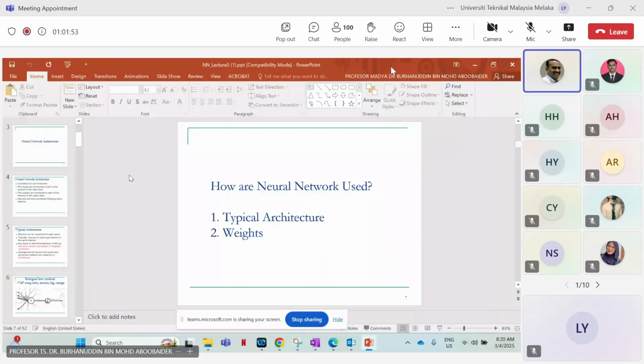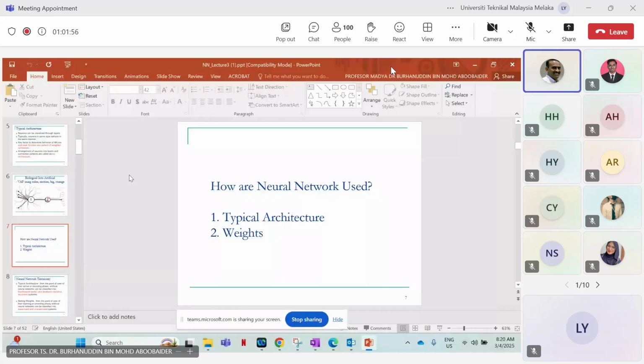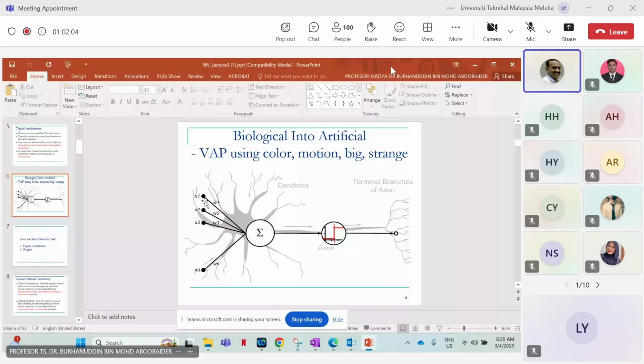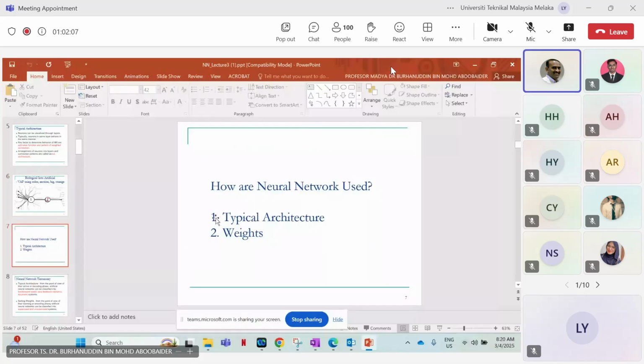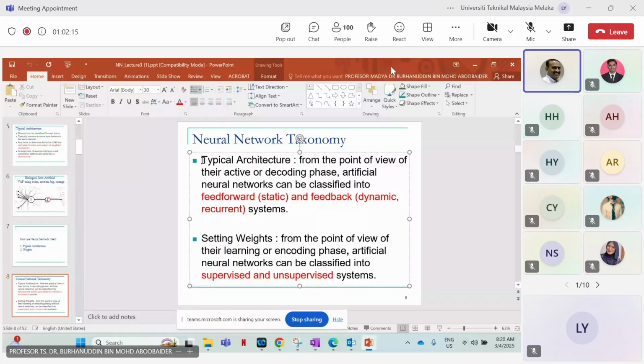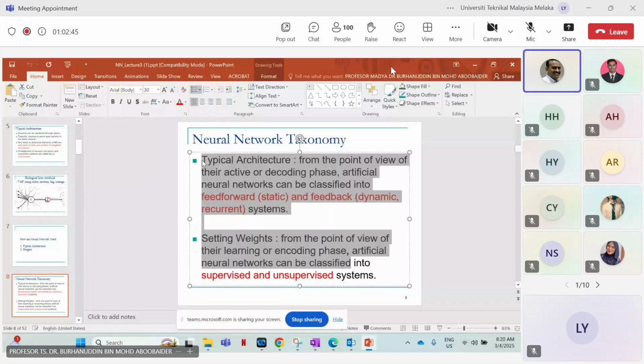Right, now we want to see how the neural network is used, and we want to see more detail on the architecture, and also all these weights. Now we want to see the neural network taxonomy. The typical architecture is from the point of view of the active or decoding phase. Artificial neural networks can be classified into a few architectures: feed forward, feedback or dynamic, or recurrent system, as I mentioned last week, right? And then we have to set the weights. From the point of view of their learning or encoding phase, artificial neural networks can be classified into supervised and unsupervised systems, which we will see later on.